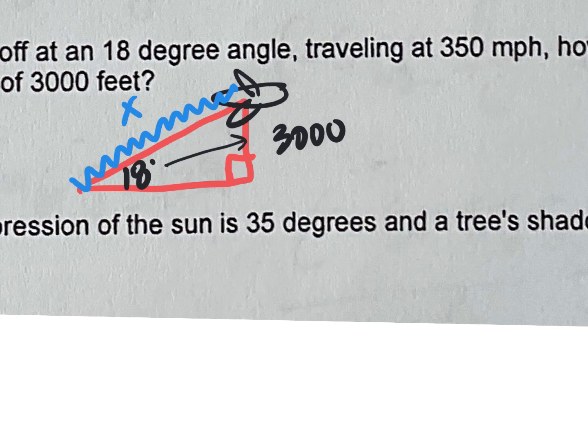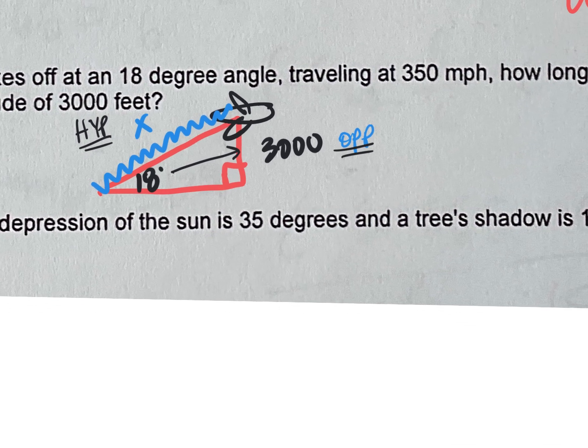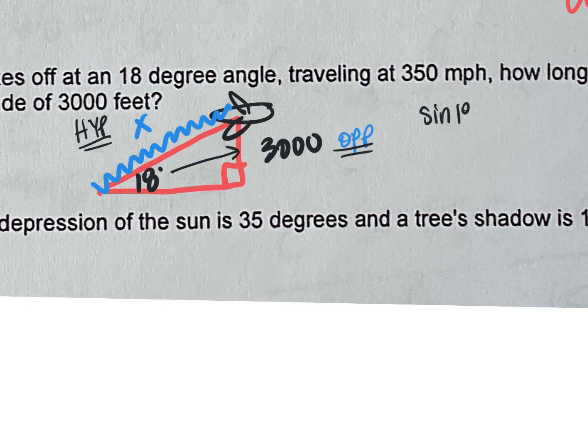Would it be cosine because it's opposite and a hypotenuse? It is opposite and a hypotenuse, but OH would go with sine, SOH. Very good, SOHCAHTOA. So you're saying the sine of 18 equals what over what? 3,000 over X. Opposite over hypotenuse is 3,000 over X.